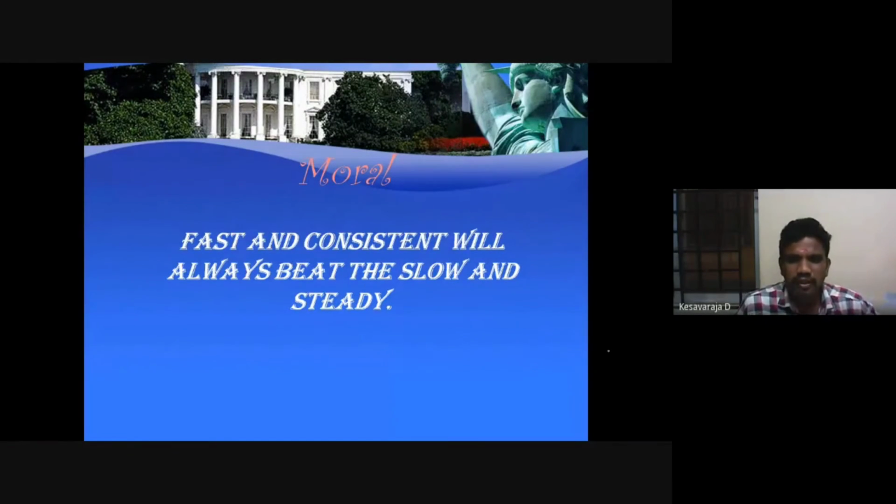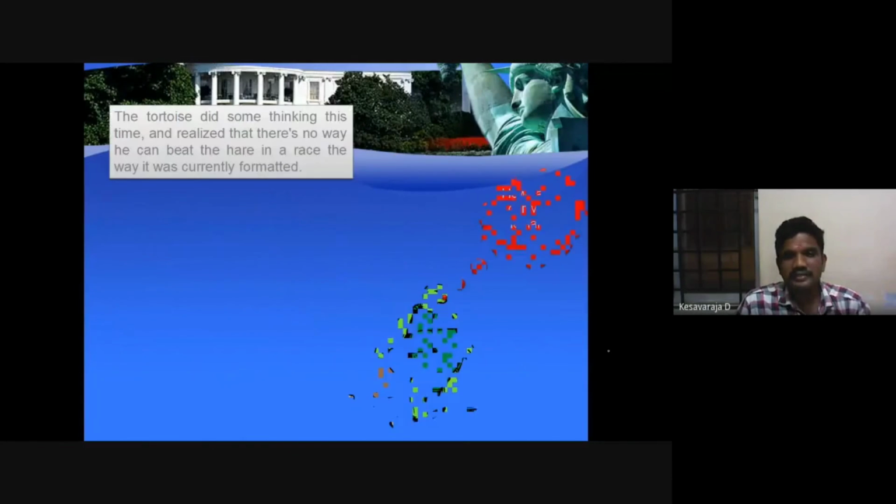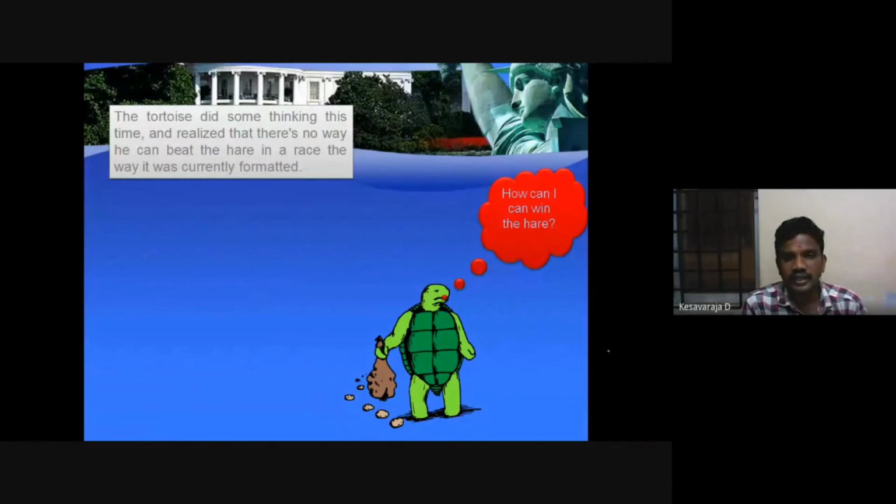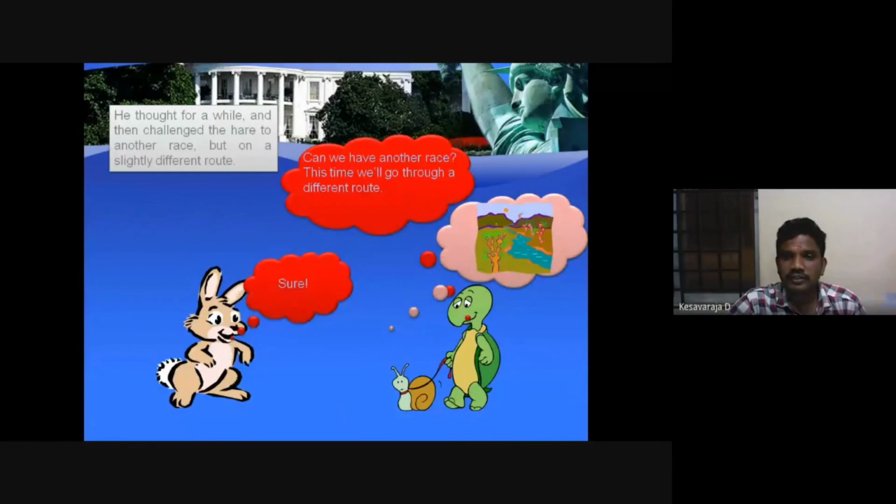So always be fast, be active, then only you will achieve a win. Now the tortoise loses the race. So next day, the story continues. The tortoise thinks about its failure, then analyzes the reason for failure. Analyzes again. It's impossible to beat the hare with the same strategy. So the tortoise chooses a different strategy.